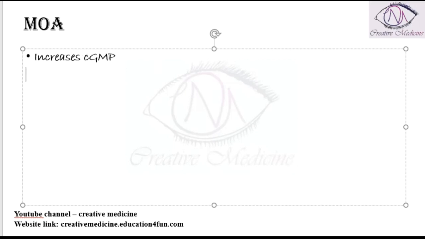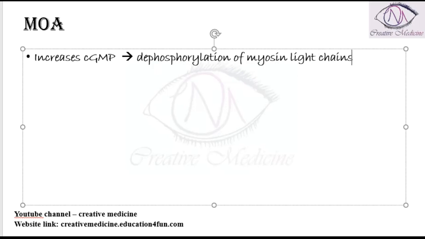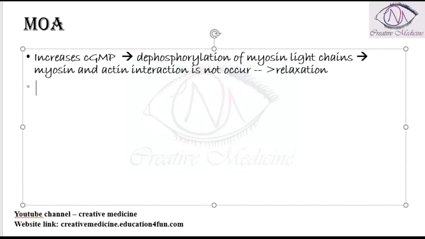Once they increase the cyclic GMP, this cyclic GMP will cause the dephosphorylation of the myosin. This causes dephosphorylation of myosin light chains. Now, because of the dephosphorylation of myosin light chains, the myosin and actin interaction, which is important for the muscle contraction, is not occurring. So, as a result, this will result in relaxation rather than contraction.